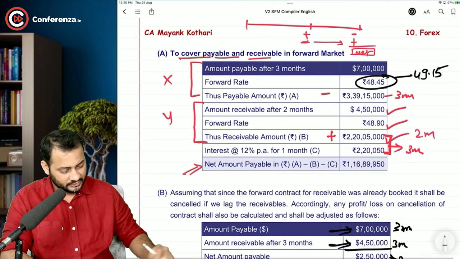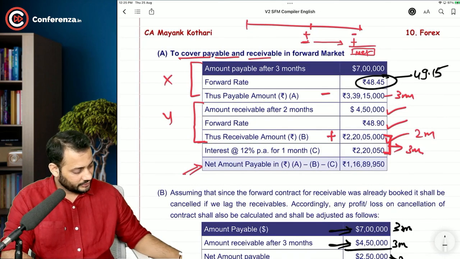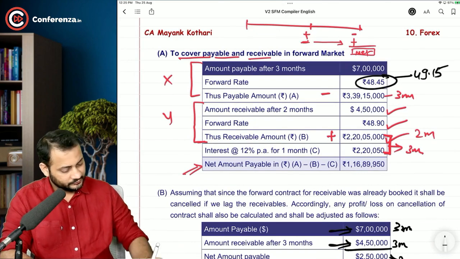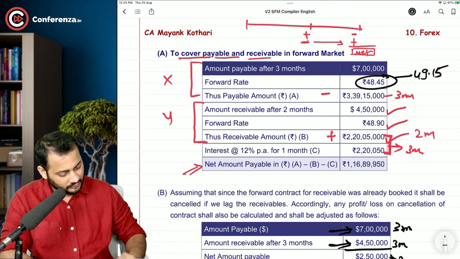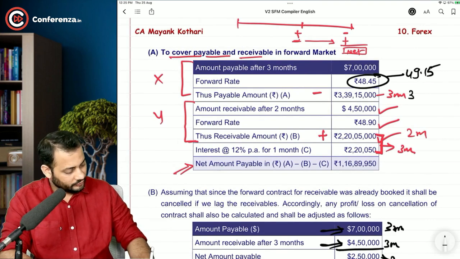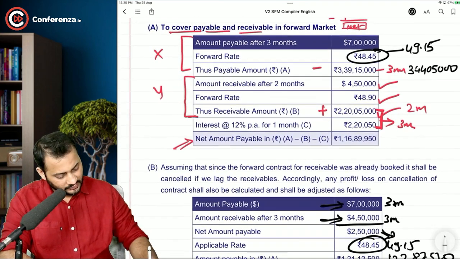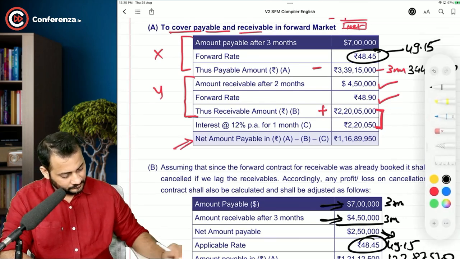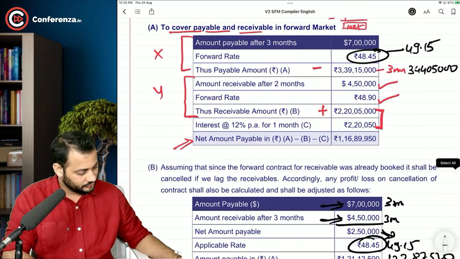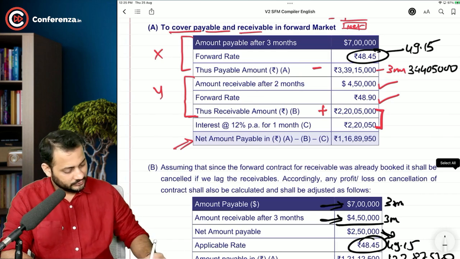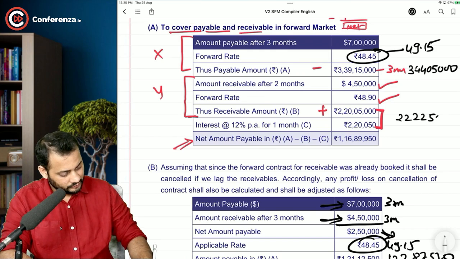Let me calculate the final answer of this option. 7 lakh into 48.45. Sorry, 7 lakh into 49.15. That's around 3 crore 44 lakh 05,000. Okay, this will remain the same. The total of these two, 220,05,000 plus 220,050, that's 22,22,5050. So this is the received amount, this is the paid amount.